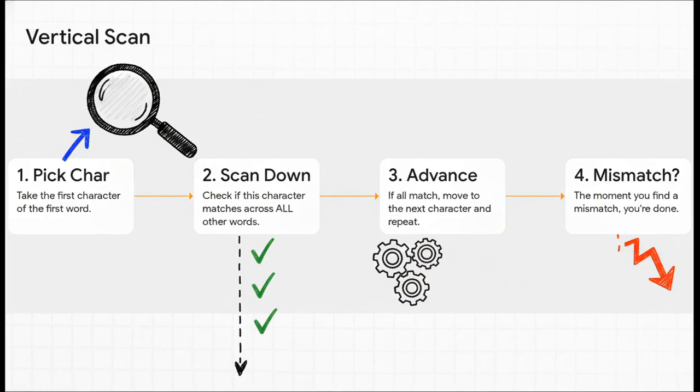Yes. Okay, great. Let's move to the second character, L. Scan down again. Does every other word have an L there? Yes, they do. Perfect. Now, the third character, O. Wait a minute, flight has an I there. And that's it. The moment you hit that mismatch, you stop. You're done. You know the answer is everything you checked before that point.